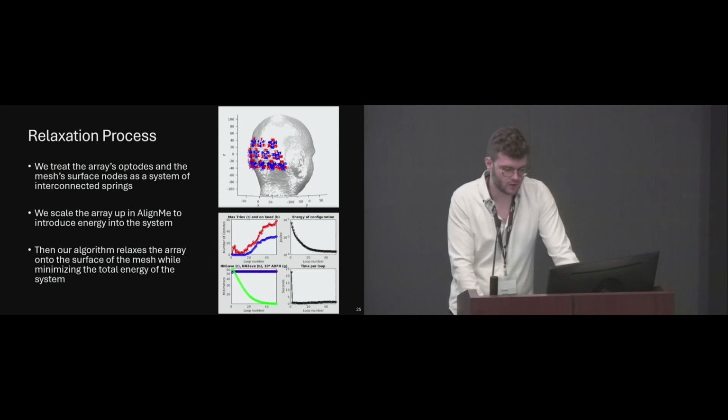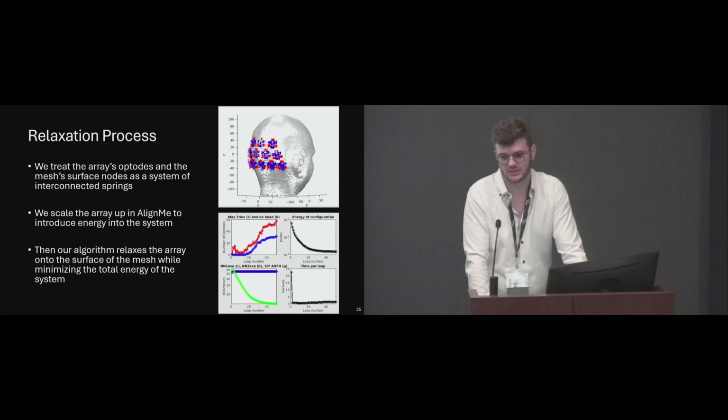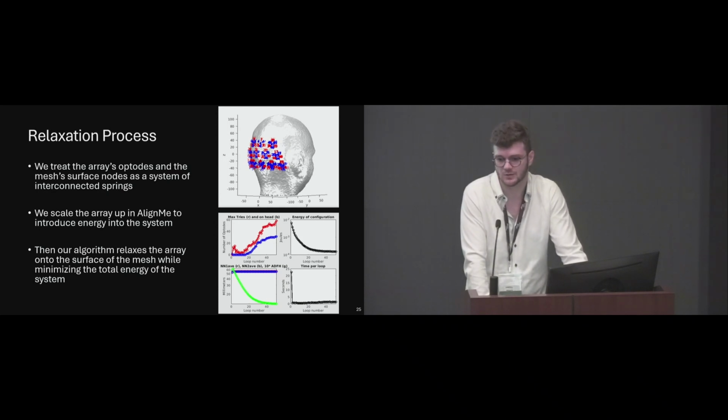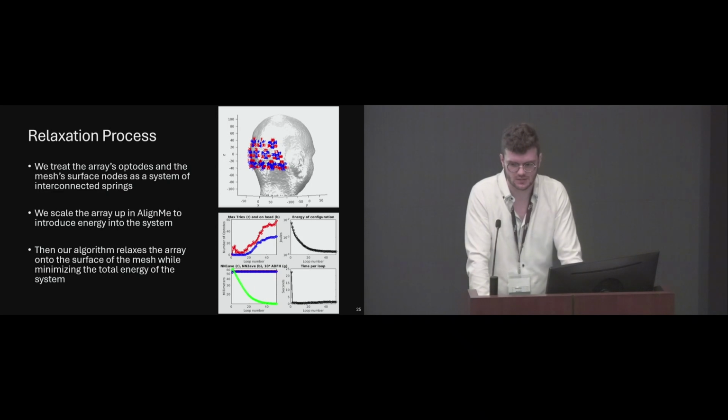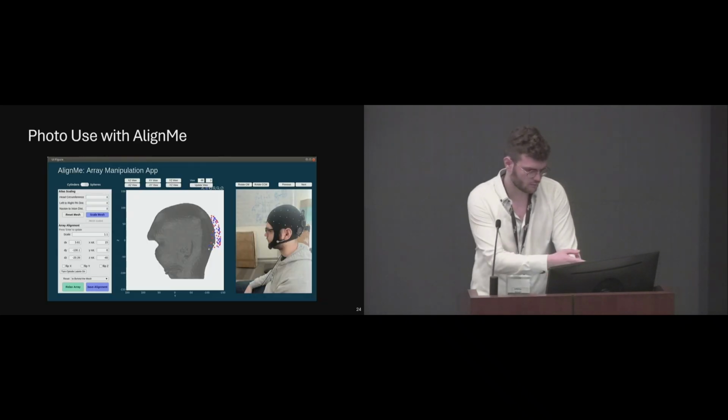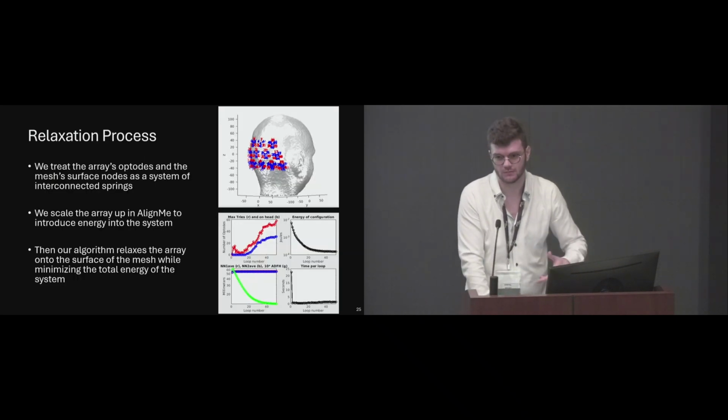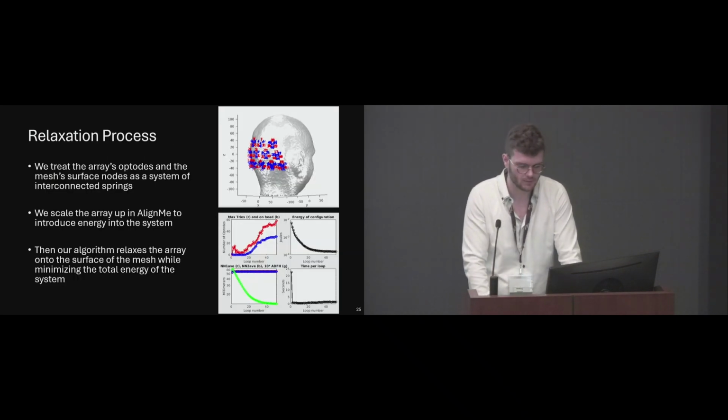As for our relaxation process, I alluded to this earlier, but we treat our array optodes and the mesh's surface nodes as a system of interconnected springs. That's why we scale the array up in AlignMe to introduce energy into the system, and then our algorithm relaxes the array onto the surface of the mesh by minimizing the total energy of that system. And these are the two plots that will pop up and auto-populate and update as the relaxation process is going. So if you hit that relax array button in the bottom left-hand corner, then these two plots will start to pop up and populate as that process occurs.